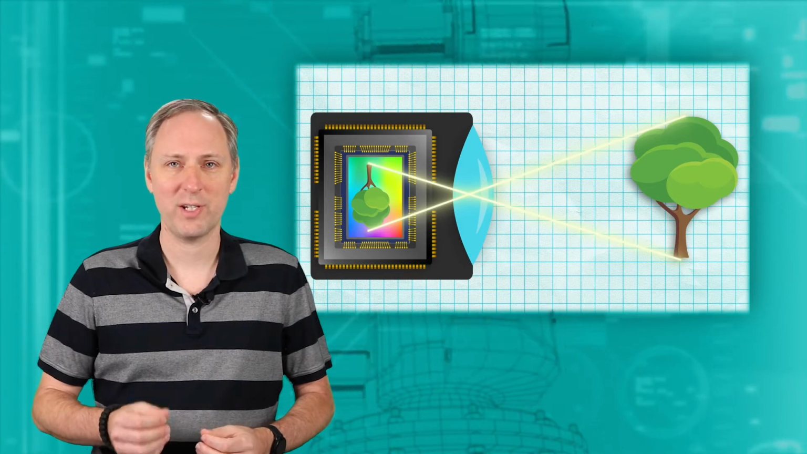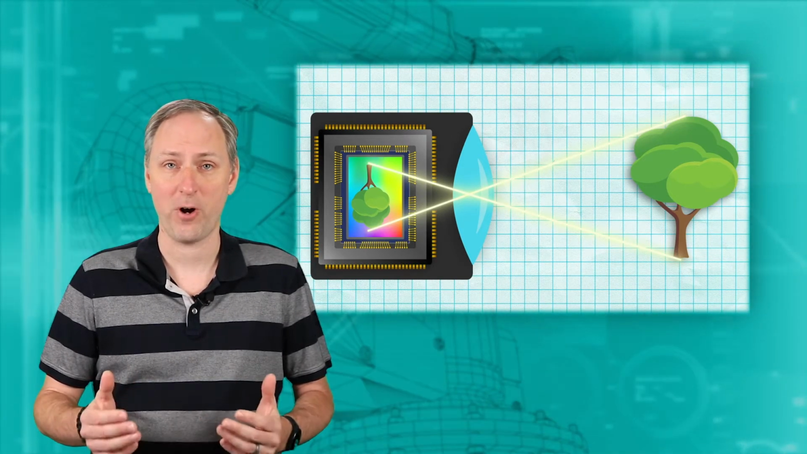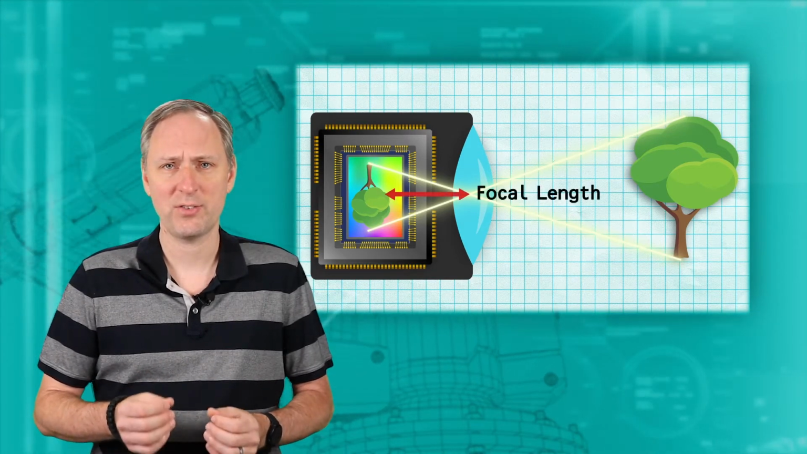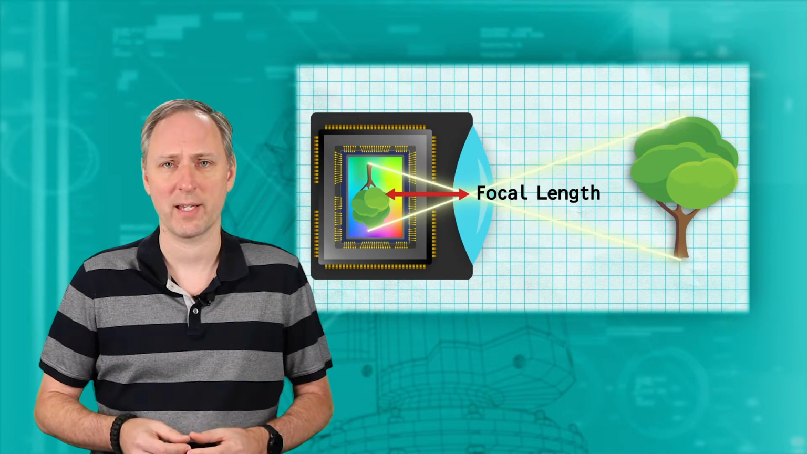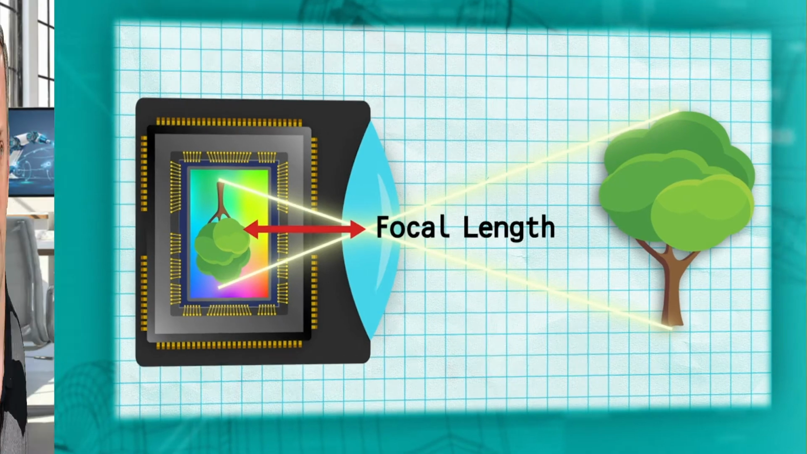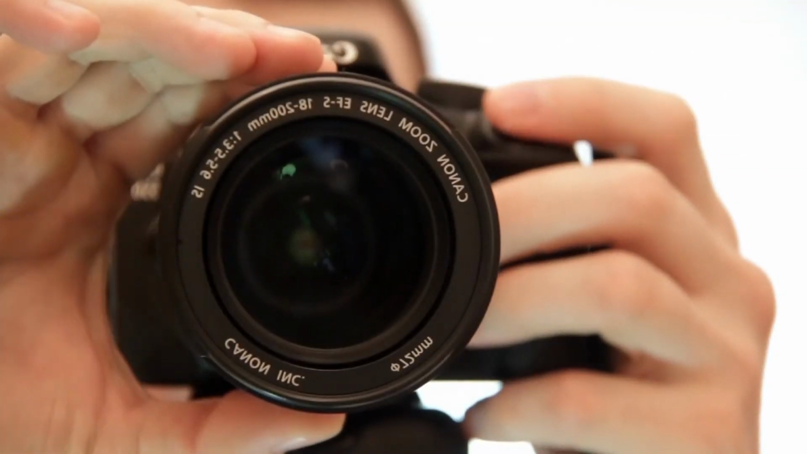Besides the resolution and sensor size, the other critical dimension of a camera is how far the image sensor is from the lens of the camera. This distance is called the focal length of the camera. We can use the focal length information later to help us determine an object's location. Now, let's look at an example to see how we accomplish our first step, taking a picture.